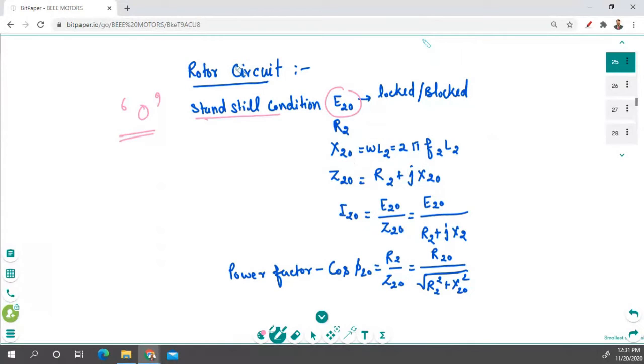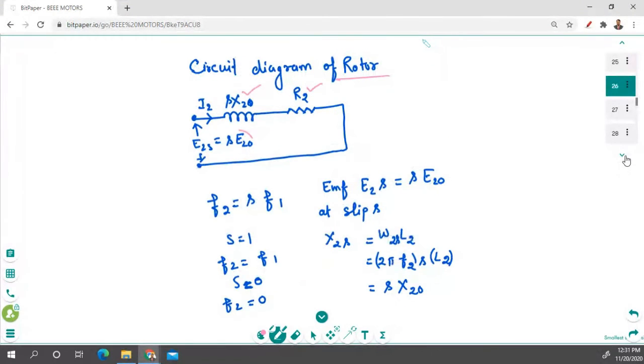Okay, so now come to the next point. We have explained this rotor part. The frequency F2 is equal to S into F1. EMF ES2 is equal to S of E2 at slip S. Okay, when slip is equal to 1, we know that F2 is equal to F1, and when slip is equal to 0, F2 is equal to 0.